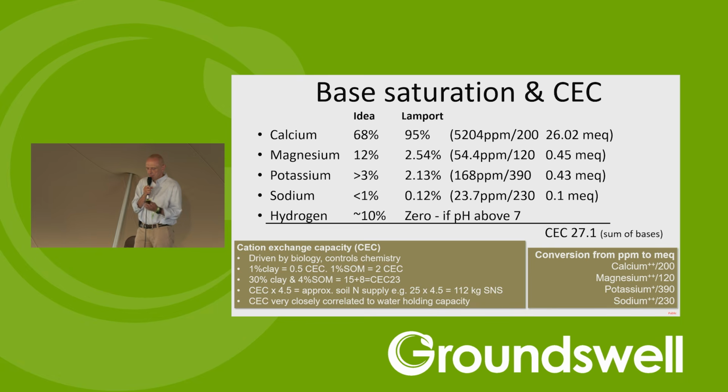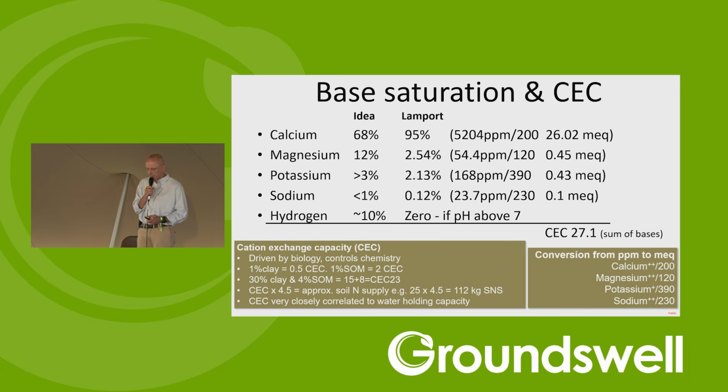And if you want to calculate it, 30% clay plus 4% organic matter, as you can see there, 15 plus 8 gives you a cation exchange capacity of 23. So it's not difficult to give you an estimation of it. And if you multiply cation exchange capacity by 4.5, you're not far off what your soil nitrogen supply might be. So a cation exchange capacity of 25, just to make the maths easy, times 4.5 will give you roughly 112 kilograms of soil nitrogen supply. So it's quite a useful number.